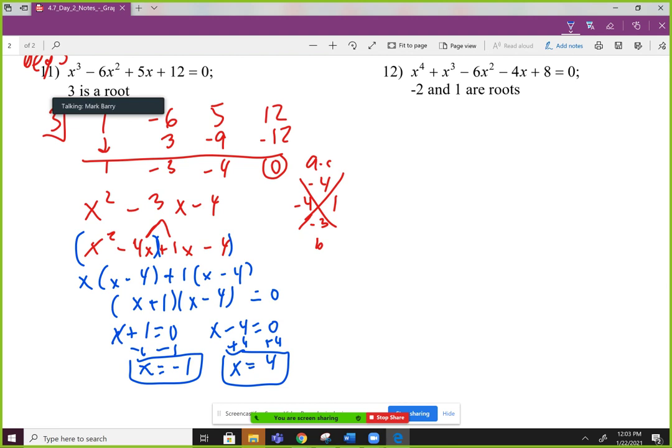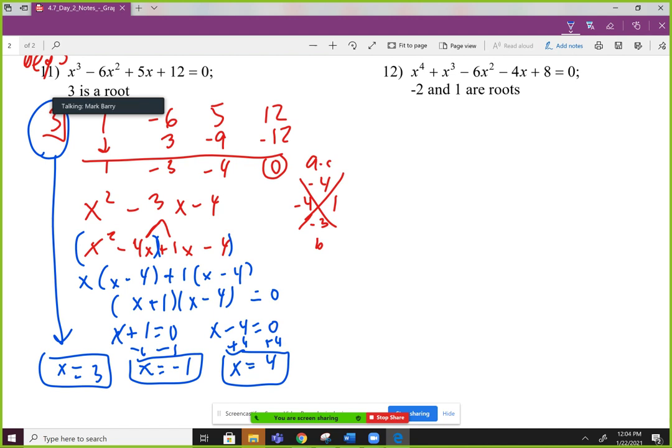But there's actually one more 0. It is 3. That was kind of the one that was given, but it still does count, okay? Furthermore, this was a degree 3 polynomial, correct? So on a degree 3 polynomial, we should always get 3 zeros. So that's why we have to count that 3, okay?